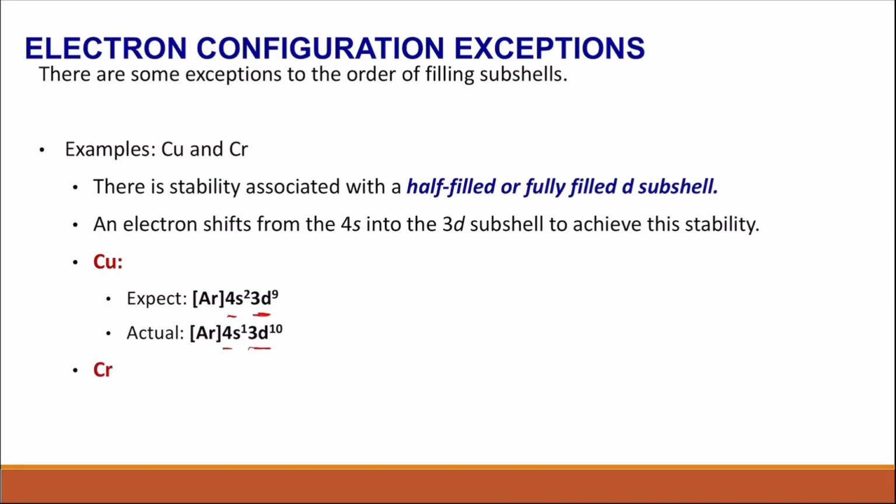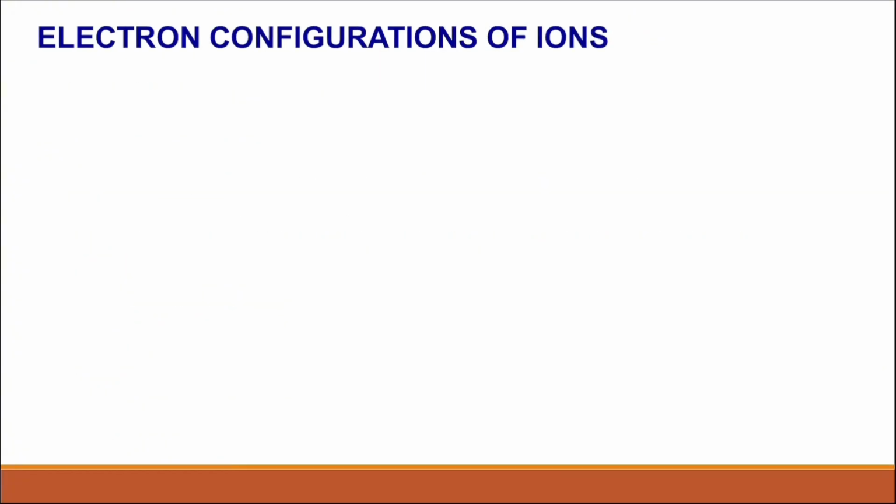Chromium is the same situation, but now we move an electron from the 4s to the 3d to achieve a half-full d subshell. The expected configuration for chromium is 4s2 and 3d4, but the actual one is 4s1 and 3d5. So the d subshell is half filled. This is why it's more stable.